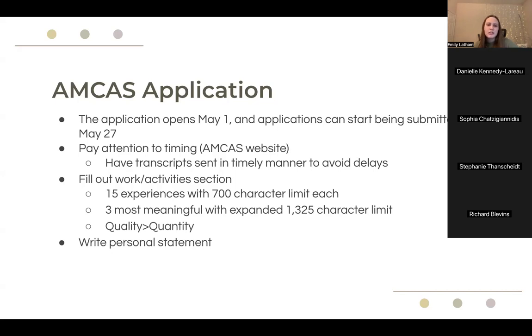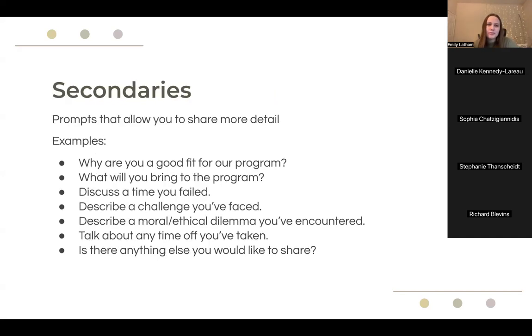And then fill out the work and activities section. You can put in 15 experiences with a 700 character limit each. You do 3 most meaningful with an expanded 1,325 character limit. And again, you want to do quality over quantity. And then write your personal statement.